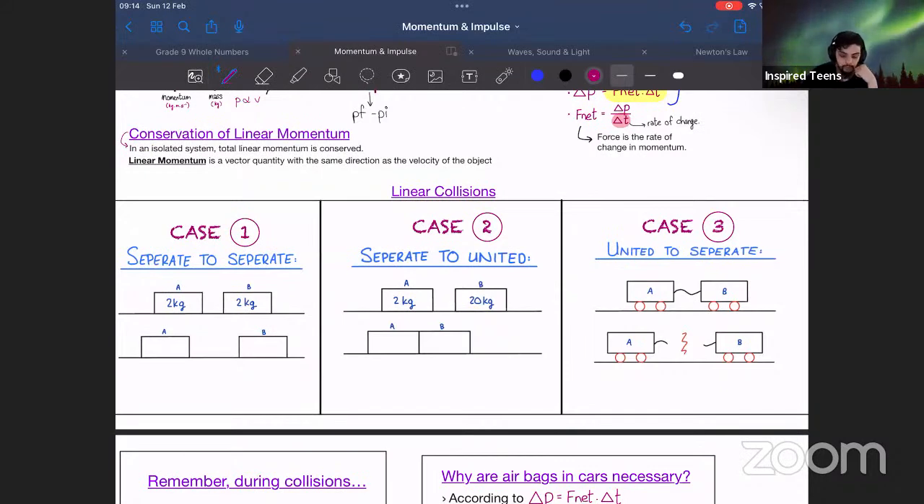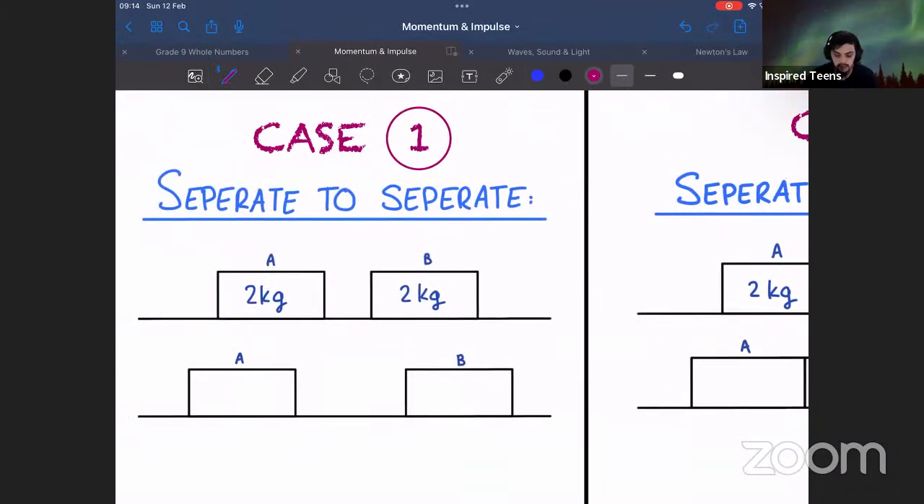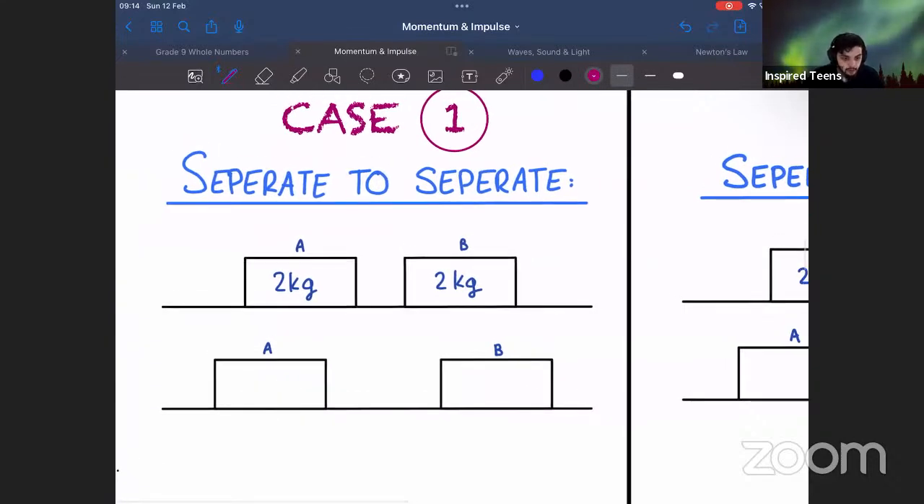Case one is separate to separate. Remember, this is a collision, so these two objects are going to knock into each other. We're dealing with object A and object B. Initially they are moving towards each other: object A is moving to the right, object B is moving to the left. After they collide, object B moves to the right. So they move in opposite directions and are separate. We'll call this case separate to separate: the objects are initially separate, they collide, and after collision they are separate again.